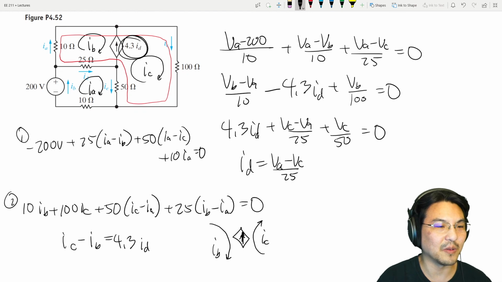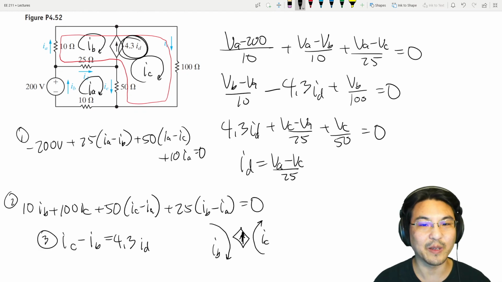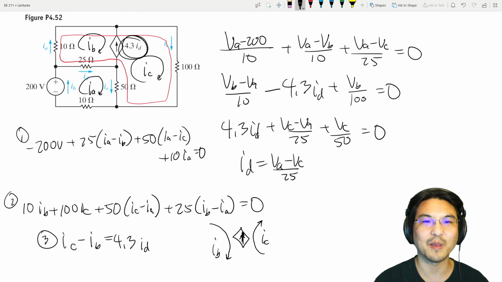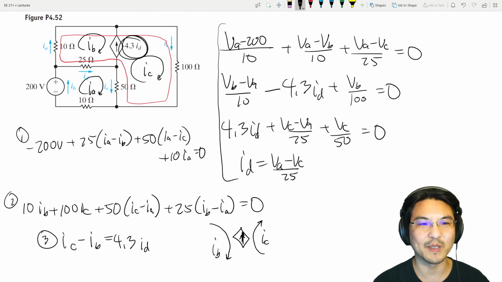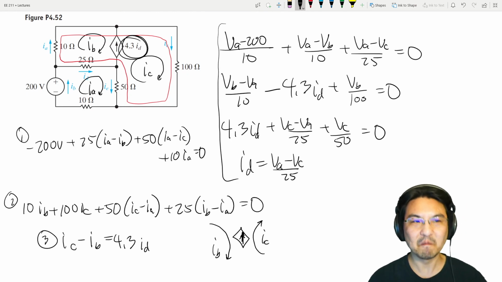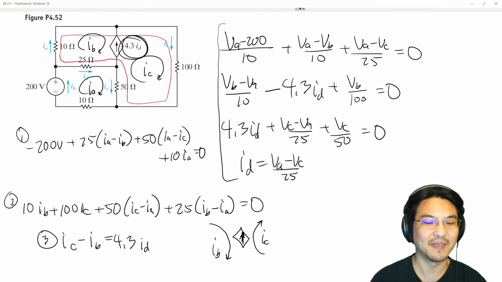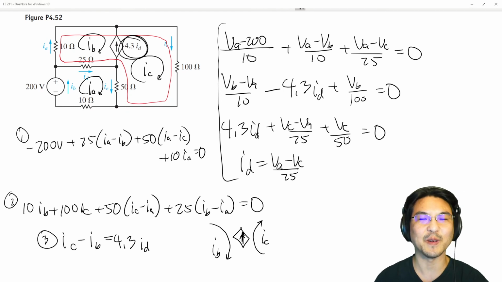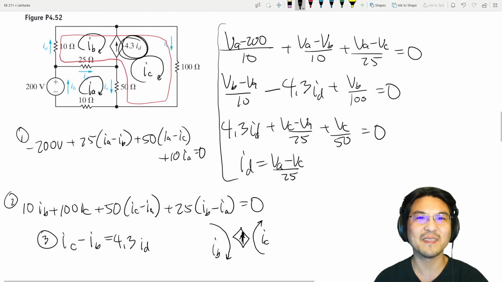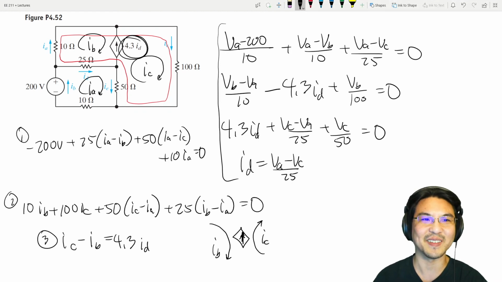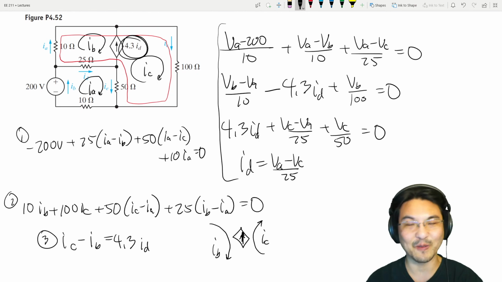So there we go. 1, 2, 3 equations, 3 unknowns for the mesh current method compared to 4 equations, 4 unknowns for the node voltage method. So this one favored mesh current. Okay, so hopefully you're starting to get a feel for which method works when. So just keep on practicing. That's the ticket.